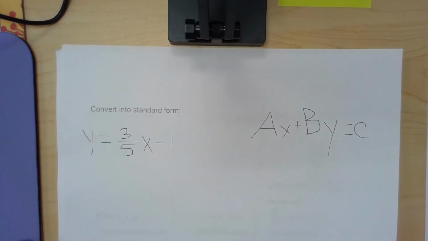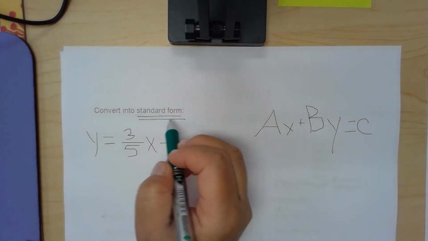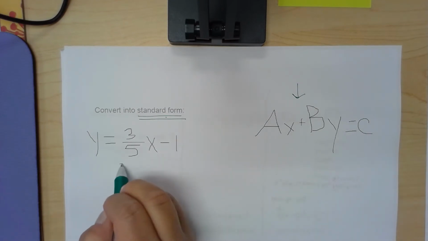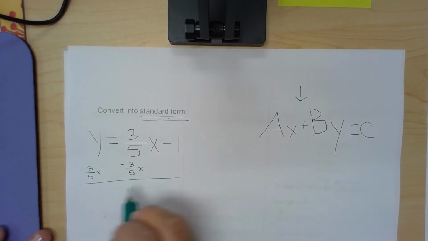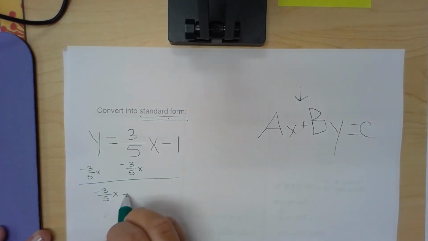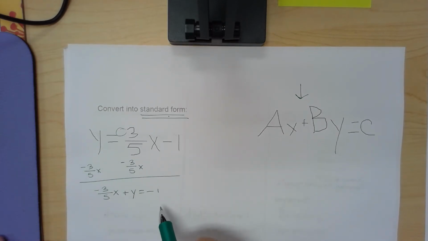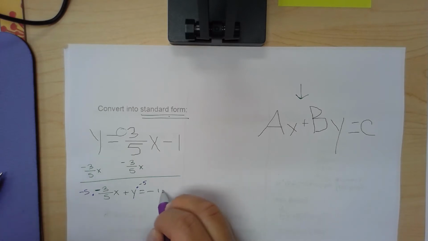Alright, so the first example, it's asking you to convert this into standard form. Okay, so the first thing you need to realize is what is standard form. So for this problem, I have to move the x to the left-hand side. To do that, I have to subtract it because right now it's positive. Alright, so now I have two problems. This is a fraction and it's negative. So to get rid of my fraction, I have to get rid of my 5. So to save a step, I'm actually going to multiply everything by negative 5.